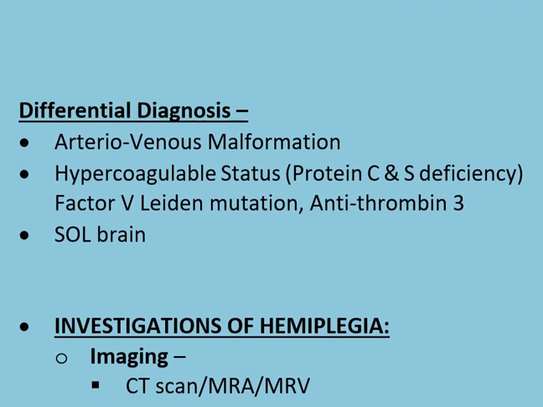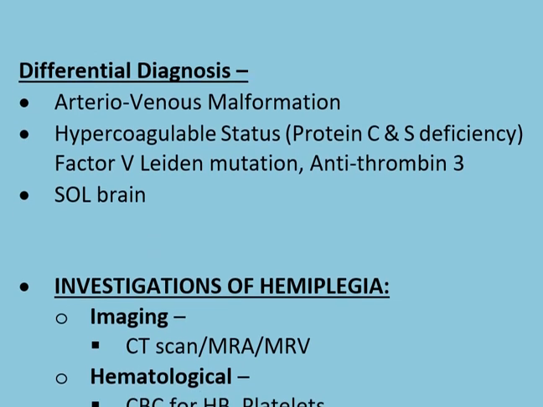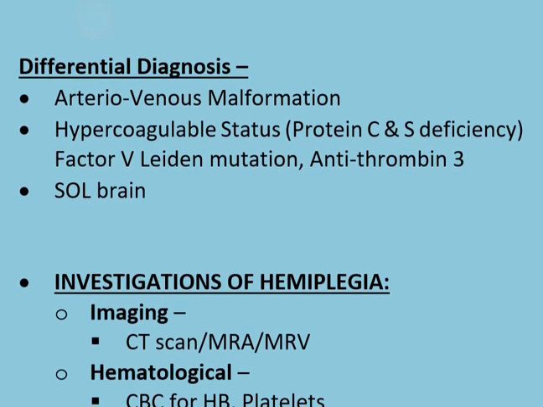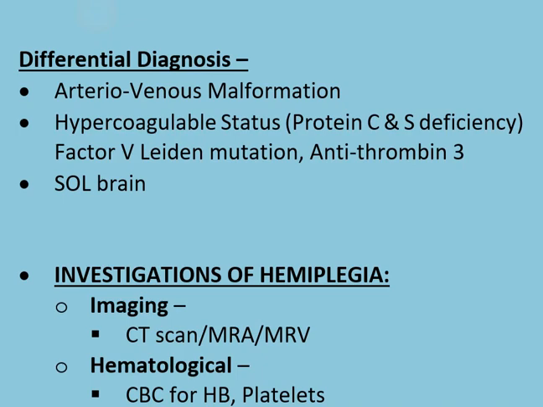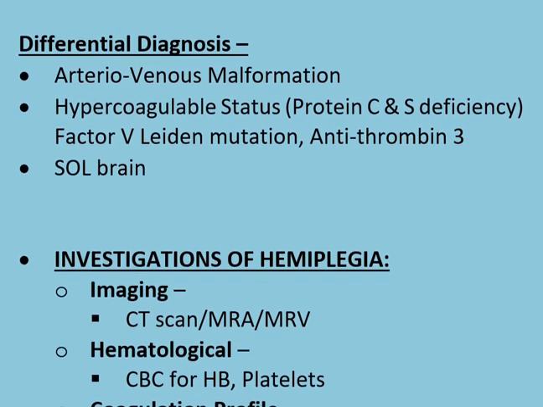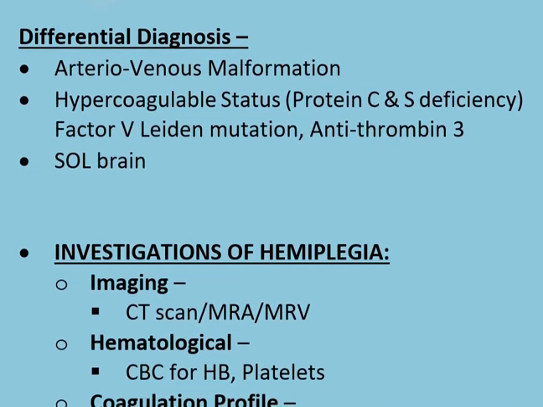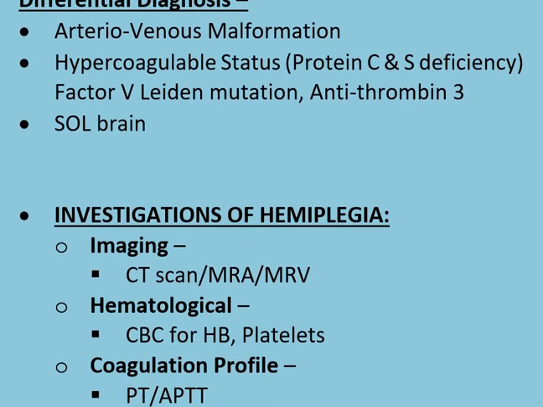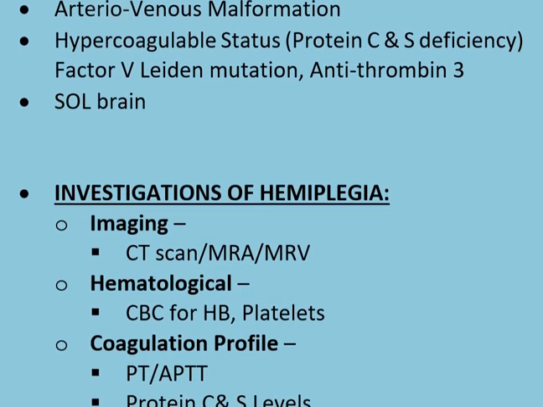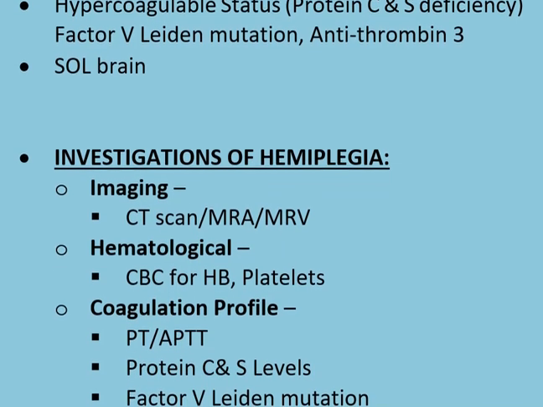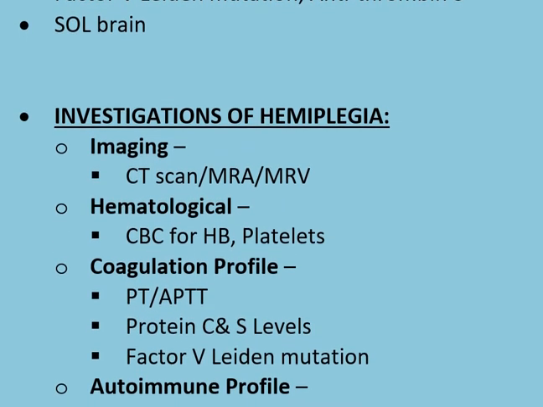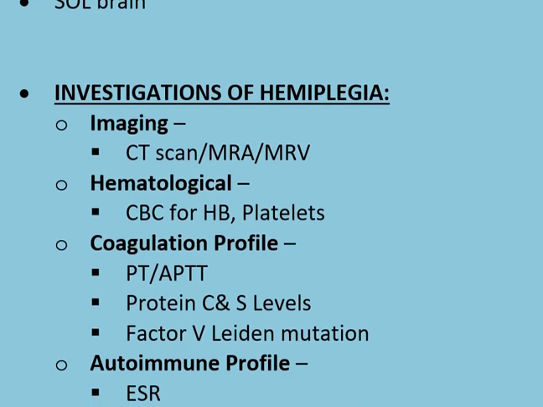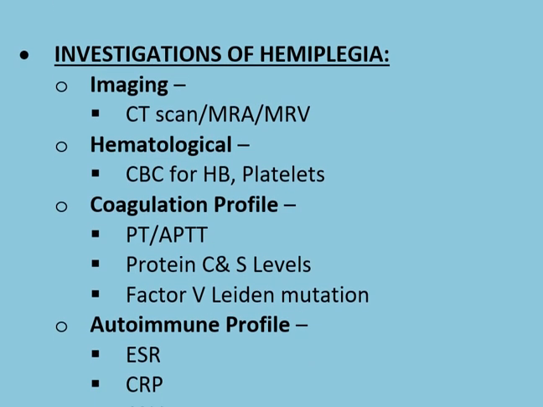Investigation of the hemiplegia. Before telling the examiner, you say some of the investigations will be for the diagnostic purposes, some for the supportive purposes. Here only typical investigations are given, like imaging, CT scan, MRA, MRV, in hematological, complete blood count for hemoglobin and platelets. Then do the coagulation profile like PT, APTT, protein C and S level, factor 5 Leiden mutation, antithrombin 3 level.